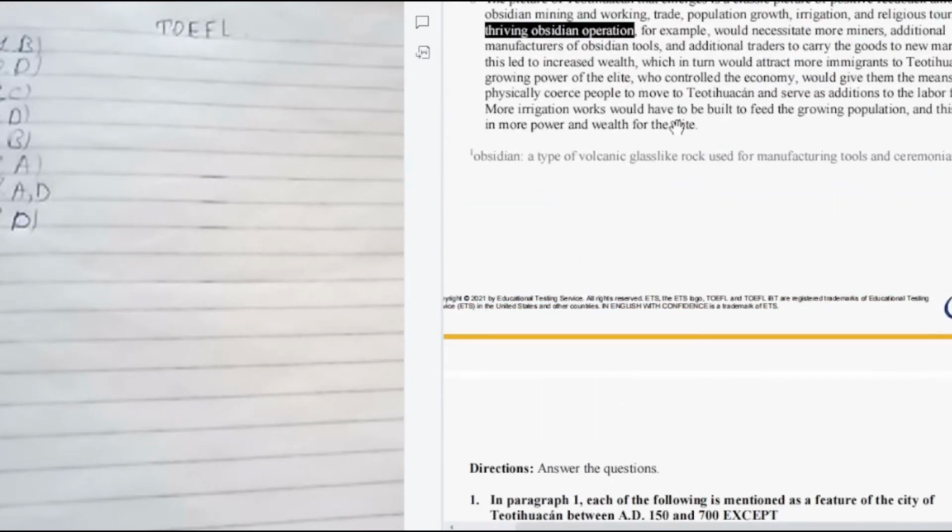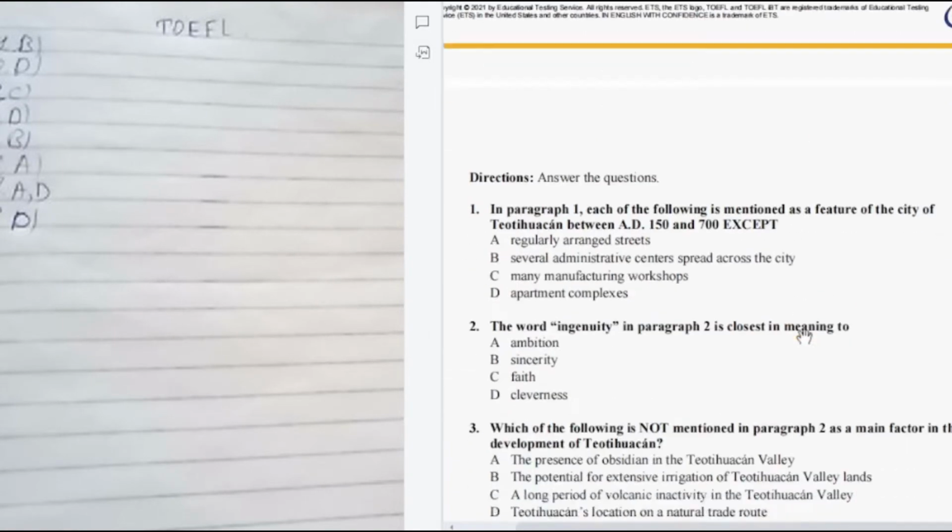More irrigation works would have to be built to feed the growing population, and this resulted in more power and wealth for the Allied. Yeah.